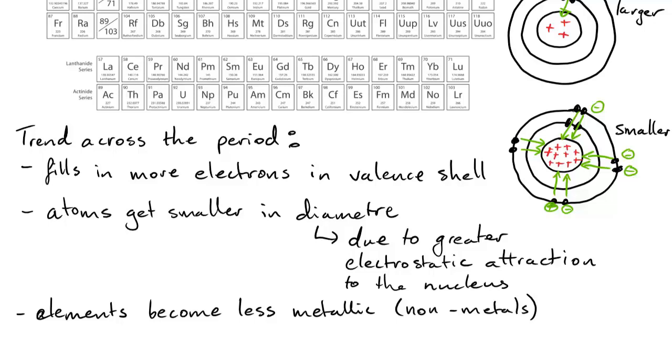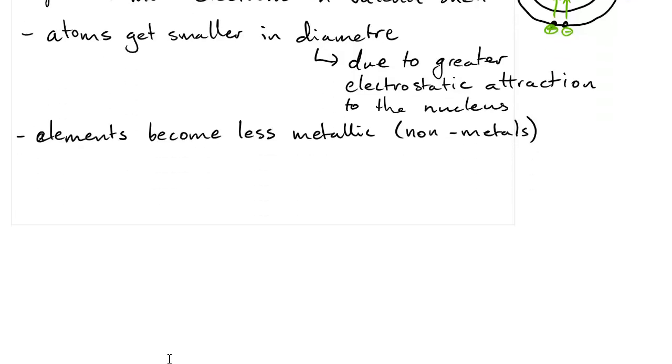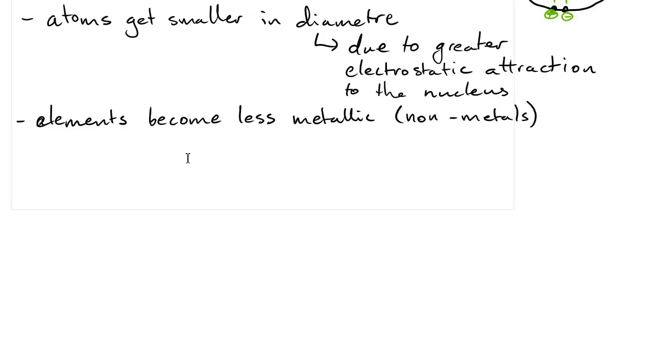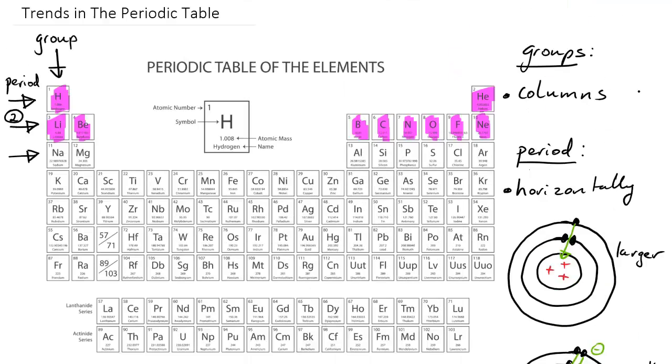Now, it is important to understand what metals are, and one of the main properties of a metal, because if you don't know this, then you're not going to understand why they become less metallic. Now, let's have a look at what defines a metal. So essentially metals are found in the periodic table usually on the left-hand side. They're on the left-hand side of the periodic table. So all of these elements here are metallic.